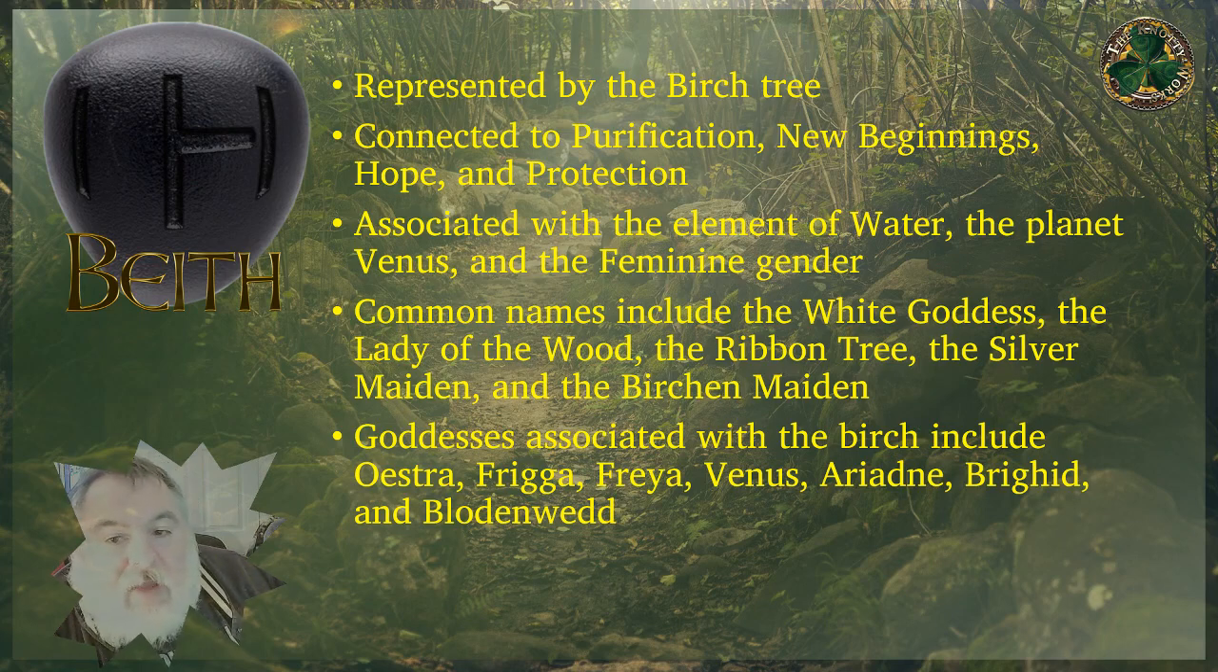Common names include the White Goddess, the Lady of the Wood, the Ribbon Tree, the Silver Maiden, and the Virgin Maiden, and generally associated with the goddesses Ostara, which I think is Easter, Frigga, Freya, Venus, Ariadne, Brigid, and Rhiannon, which I believe is a Welsh goddess. And again, I'm probably slaughtering the names of these people because I'm not an expert. I like to think I'm moderately proficient with Irish from past research, but not really. Not even close.